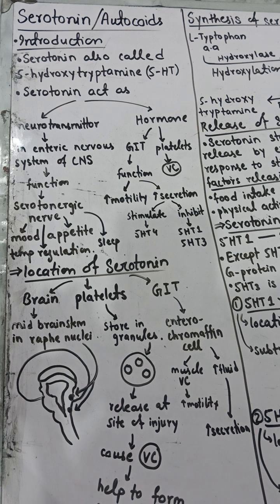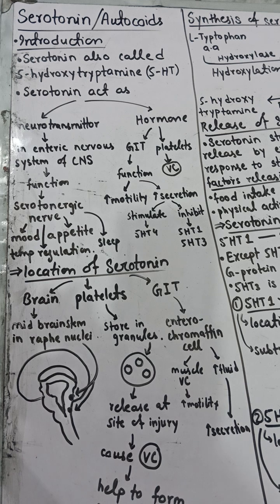Second, in the platelets it is present in the form of granules, and they are released when a particular kind of injury happens. Platelets' function is to form a blood clot. So when the platelets move toward the site of injury, they release serotonin, and as serotonin is a vasoconstrictor, it causes vasoconstriction here and helps in forming the blood clot at that site, and also prevents blood loss by constricting the vessel in which the injury is occurring.